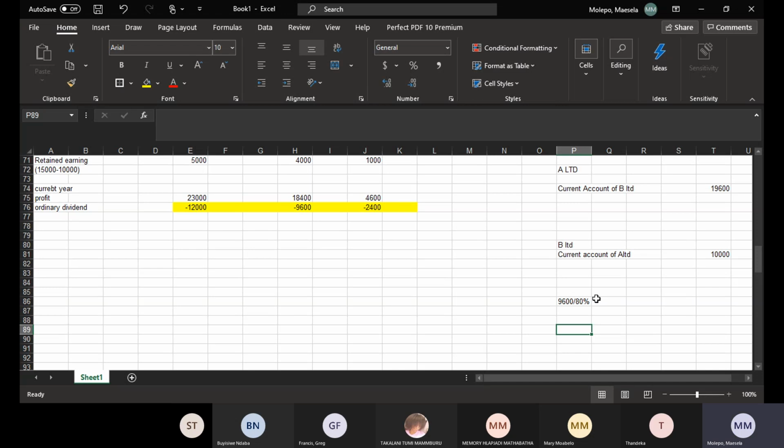So since we reduced the amount by the 9.6, it means from the dividend received from B Limited, they're now making us have the same equal amount in the current accounts. So since now we have the same equal amount, we need to eliminate all those current accounts. As A Limited, you have a current account of 19.6, and B Limited will also have a current account of 19.6. So we eliminate them. Now we no longer have any amount which we owe each other as current account. It's cancelled and gone. Then everything remaining can be used in the consolidation.